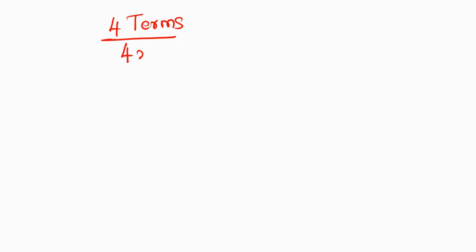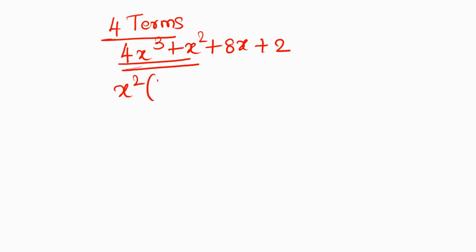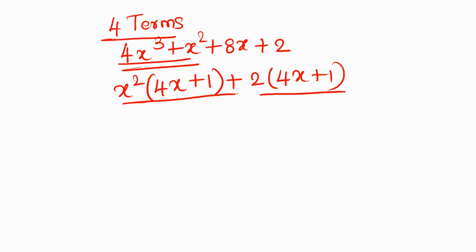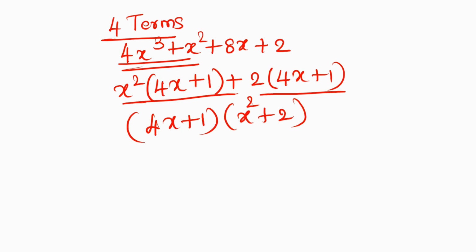Next we will see a polynomial with 4 terms. 4x cube plus x square plus 8x plus 2. From the first two terms, take x square outside. So I will get 4x from the first term plus 1, the remaining after taking x square outside. From the next two terms, I can take 2 outside, which is common to both, and the remaining is 4x plus 1. So now from these two terms, the common factor is 4x plus 1. Take it outside, and the remaining will be x square plus 2. So these are the factors of this problem.